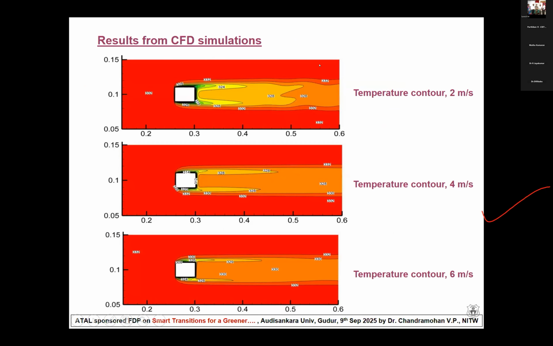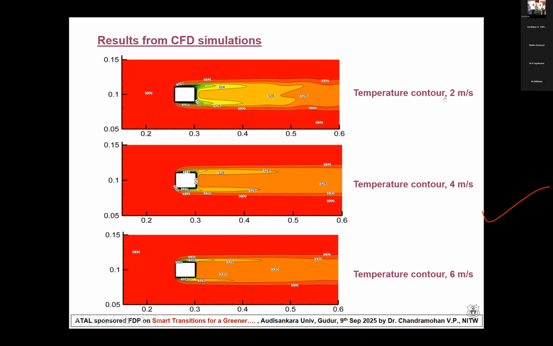This is a tunnel, a test section tunnel. Here we are keeping the food products. It's a rectangle object. The air is sent from here, left to right. At different velocities, because we varied the inlet velocities also: 2 meter per second, 4 meter per second, 6 meter per second. For different velocity conditions, how the temperature profiles look, we were able to solve that here. You can see how the profiles are looking here.